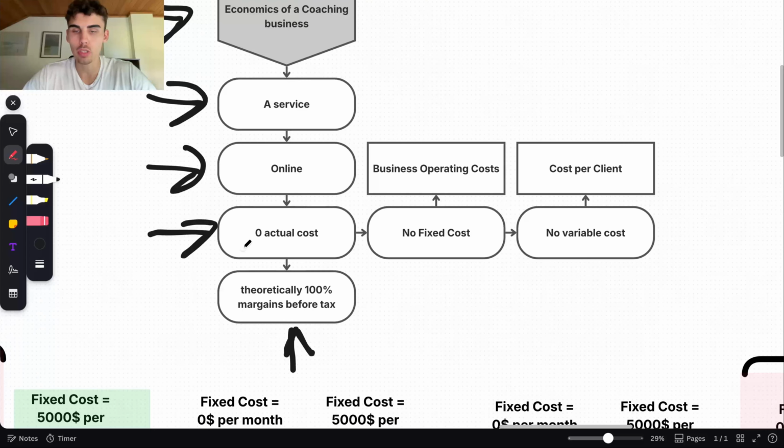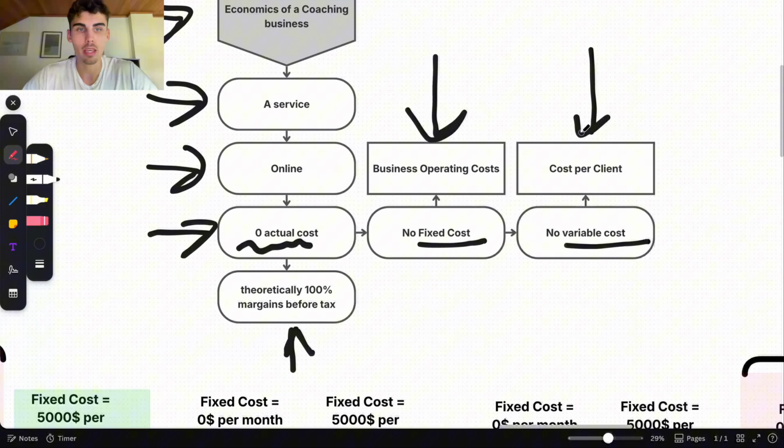Now, how usually in economics we divide costs is you're going to have fixed costs and variable costs. Fixed costs are business operating costs. So this is anything like a paycheck you need to pay, or software you need to pay monthly for. But a cost per client is everything you need to pay after you get a client. So each client you get, you might need to pay that especially for them.